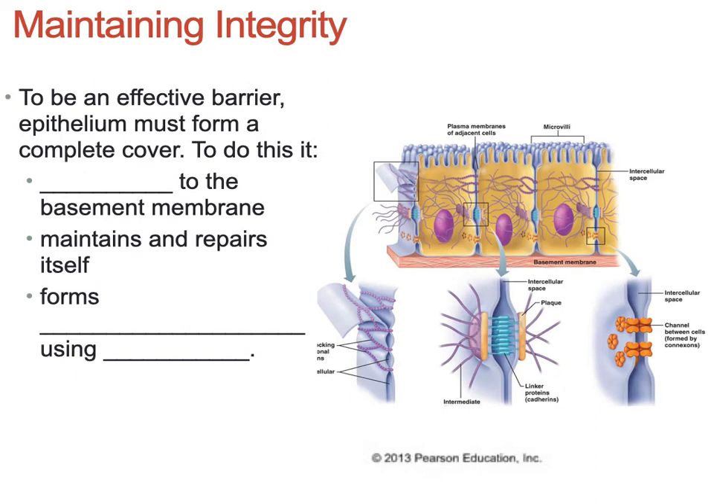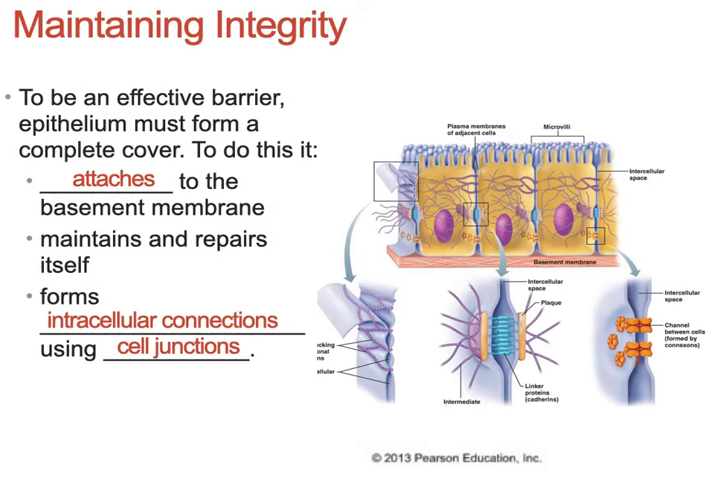So to be an effective barrier, epithelium must form a complete cover or lining, and there are 3 factors that help maintain the physical integrity of epithelium. One is attachment to the basement membrane. Another is that epithelium must maintain and repair itself. And finally, the cells must form intercellular connections using cell junctions.